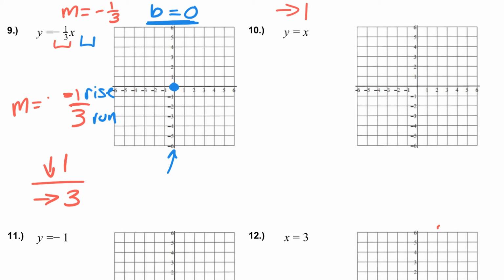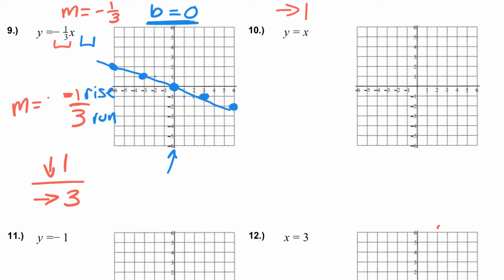Starting from our y-intercept, the point that we just plotted, we are going to go down 1 and right 3 to find our next point. So we go down 1, right 1, 2, 3. There's our next point. And we can continue with that pattern. Down 1, right 1, 2, 3. There's our next point. Instead of going down 1 and right 3, we can go up 1 and left 3, and we get that same pattern there. Up 1, left 3, and we get that same pattern.